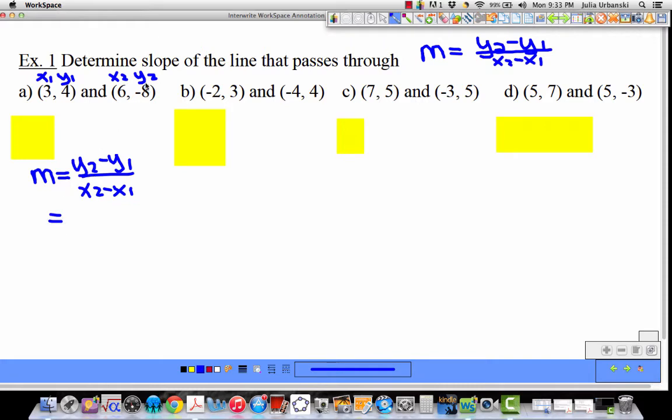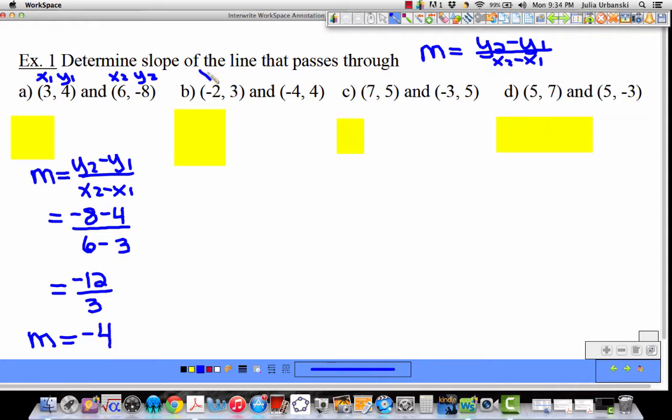So y2 right here is negative 8. One thing you have to be really careful about is your positives and negatives. Minus y1. y1 is found right here. That's 4. So plug them in. Over x2, that's right here. That one's 6. It's always minus. x1 is that one right there, 3. Negative 8 minus 4 over 6 minus 3. So to simplify that, we have negative 12 on top. 6 minus 3 on the bottom is 3. Reduce it if you can. And this one is a slope of negative 4 over 1, or just negative 4.